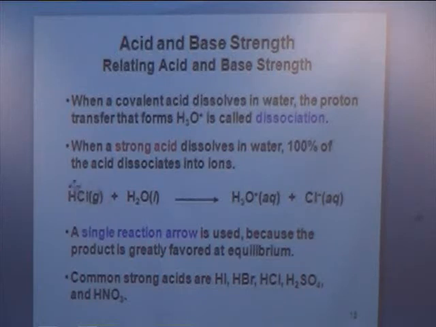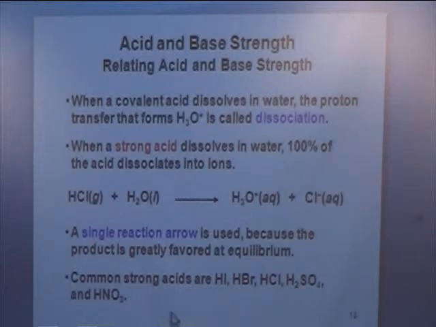Which one is an acid? Hydrochloric acid, right? Why is hydrochloric acid an acid? Because it donates a hydrogen ion, right? Which one is a base? Water, which turns into H3O plus, right? And what is H3O plus? Is it a conjugate acid or a conjugate base? A conjugate acid. What is Cl minus? A conjugate base. Okay, is it clear?